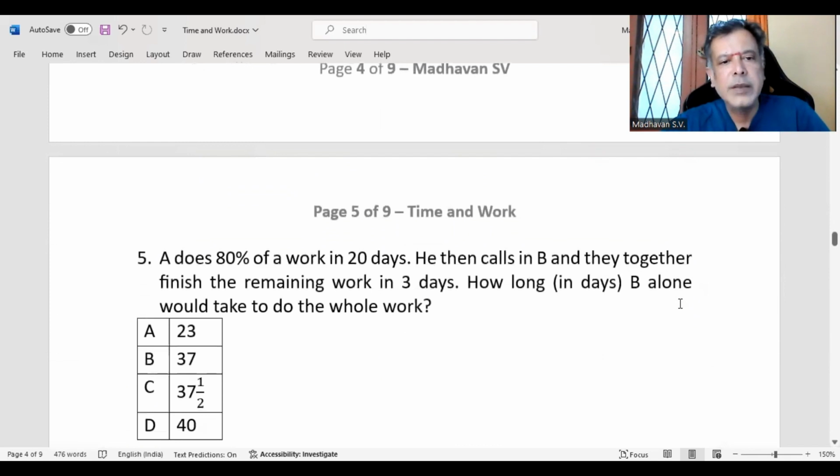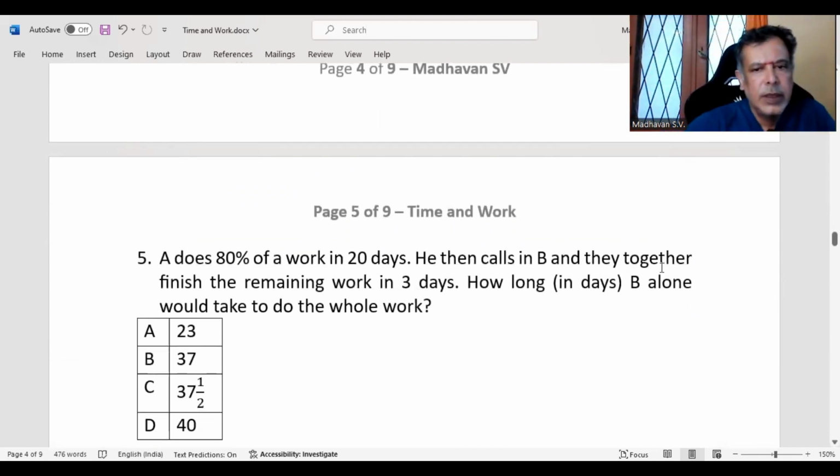Question number 5. A does 80% of the work in 20 days. Then he calls in B and they together finish the remaining work in 3 days. How long in days would B alone take to do the whole work? There are some options given. We need to find out. Let us proceed with the solution.